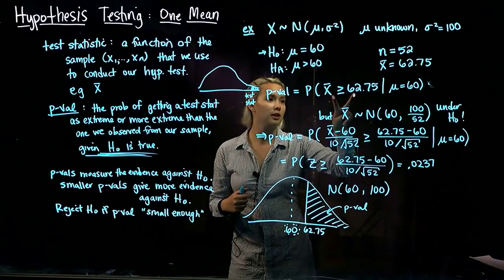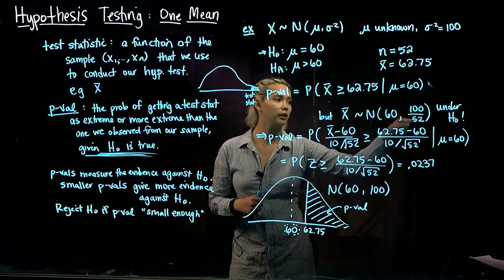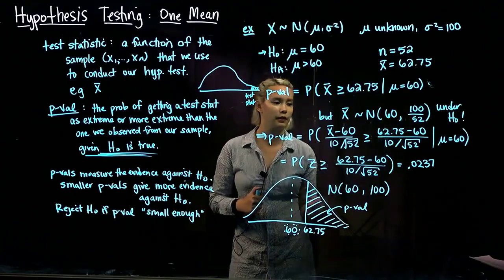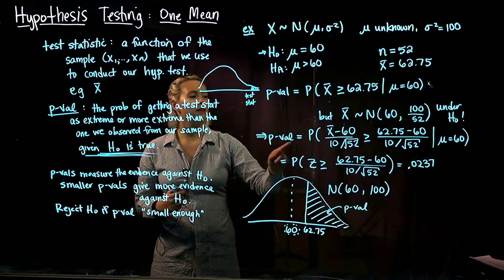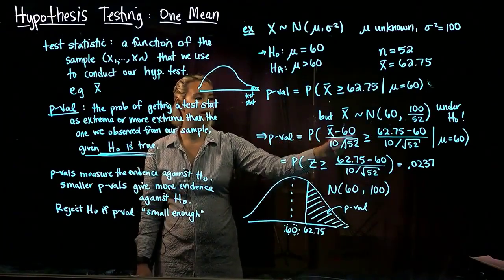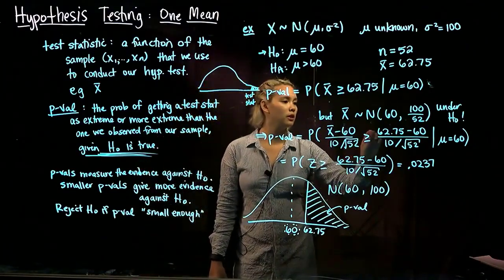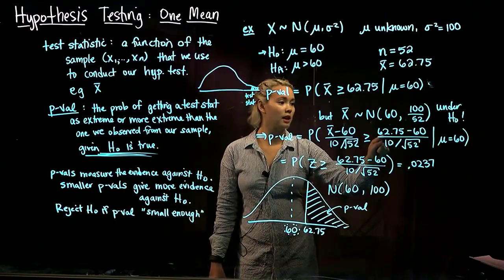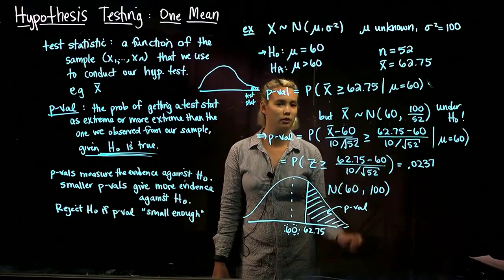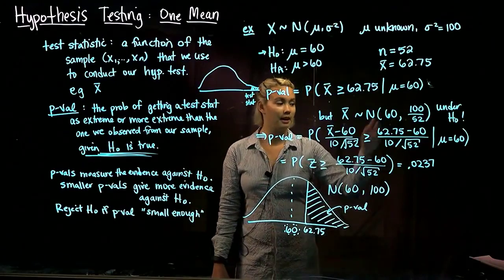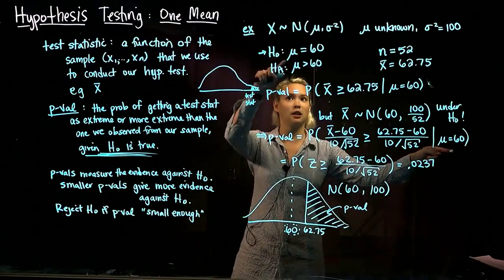So we're going to, for both these things, subtract off the mean, which is 60 under the null hypothesis, and then divide by the standard error, which is the square root of 100 over 52. All right, so if we do that, then that tells us that our p-value equals the probability that x bar minus 60 divided by 10 over root 52 is greater than or equal to our observed sample mean 62.75 minus 60 divided by 10 over the root of 52, given that in reality mu is equal to 60. So again, given that the null hypothesis mu equals 60 is true.